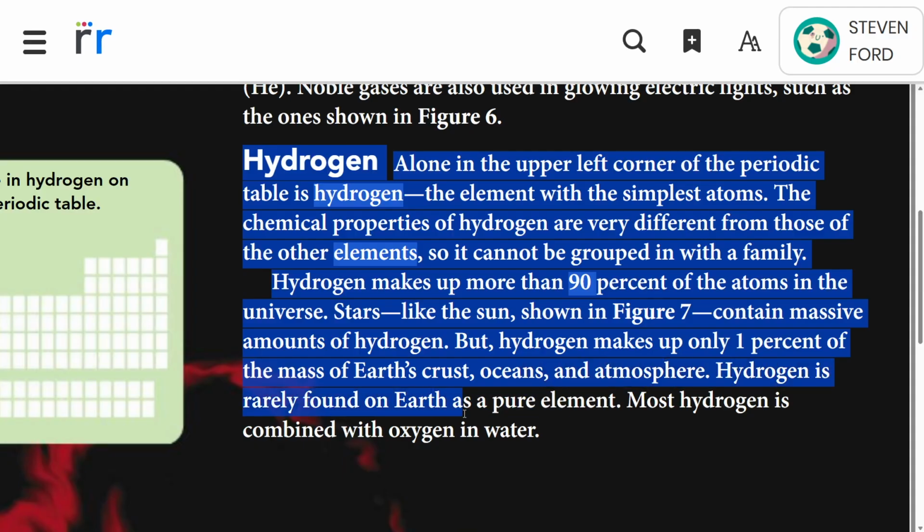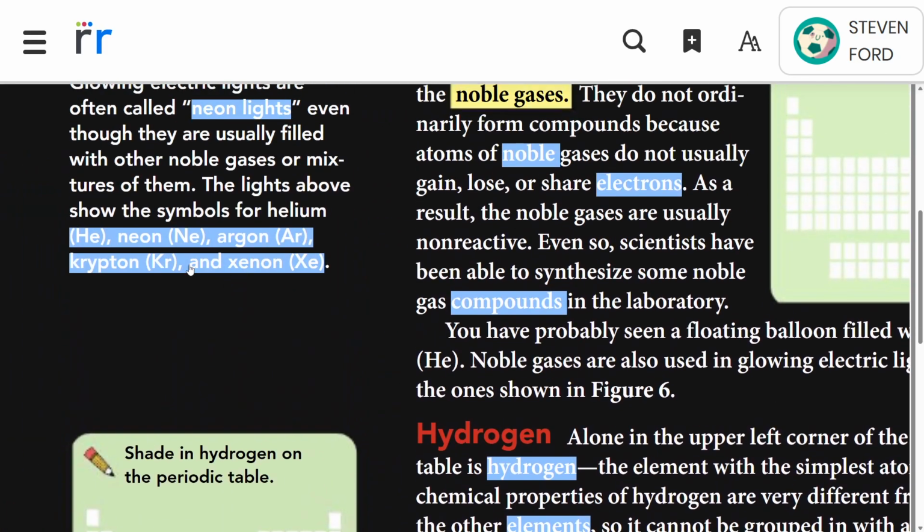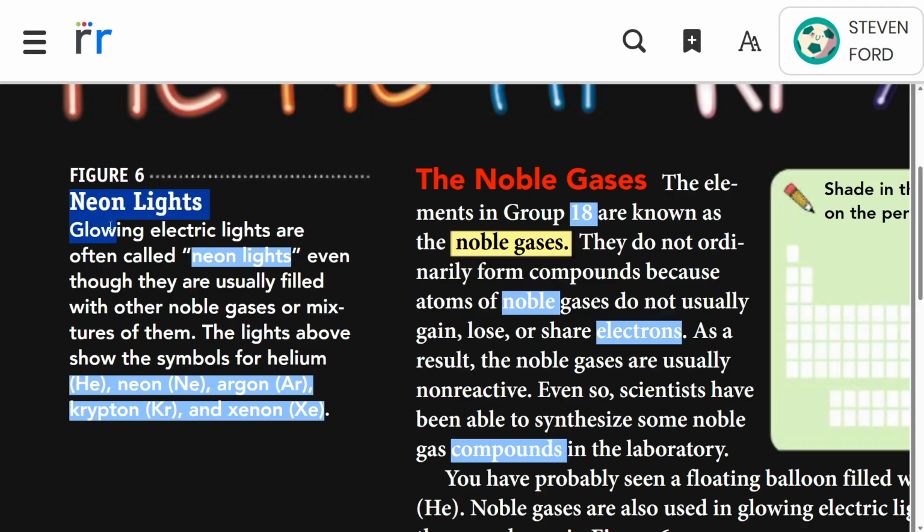Hydrogen is rarely found on Earth as a pure element. Most of the hydrogen is combined with oxygen to form water or is in water. Neon lights. Glowing electrical lights are often called neon lights, even though they are usually filled with other noble gases or a mixture of them. The lights above show the elements helium, neon, argon, krypton, and xenon.